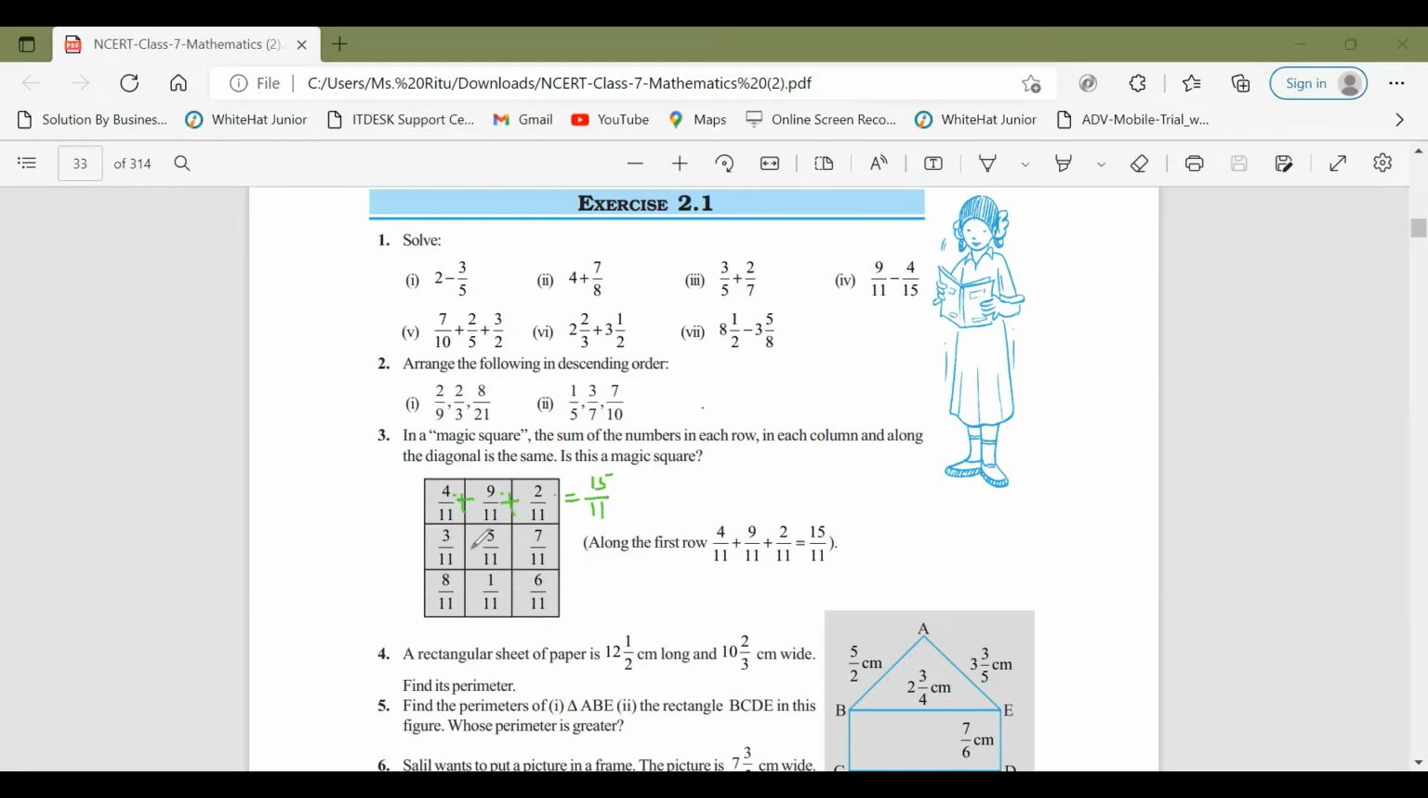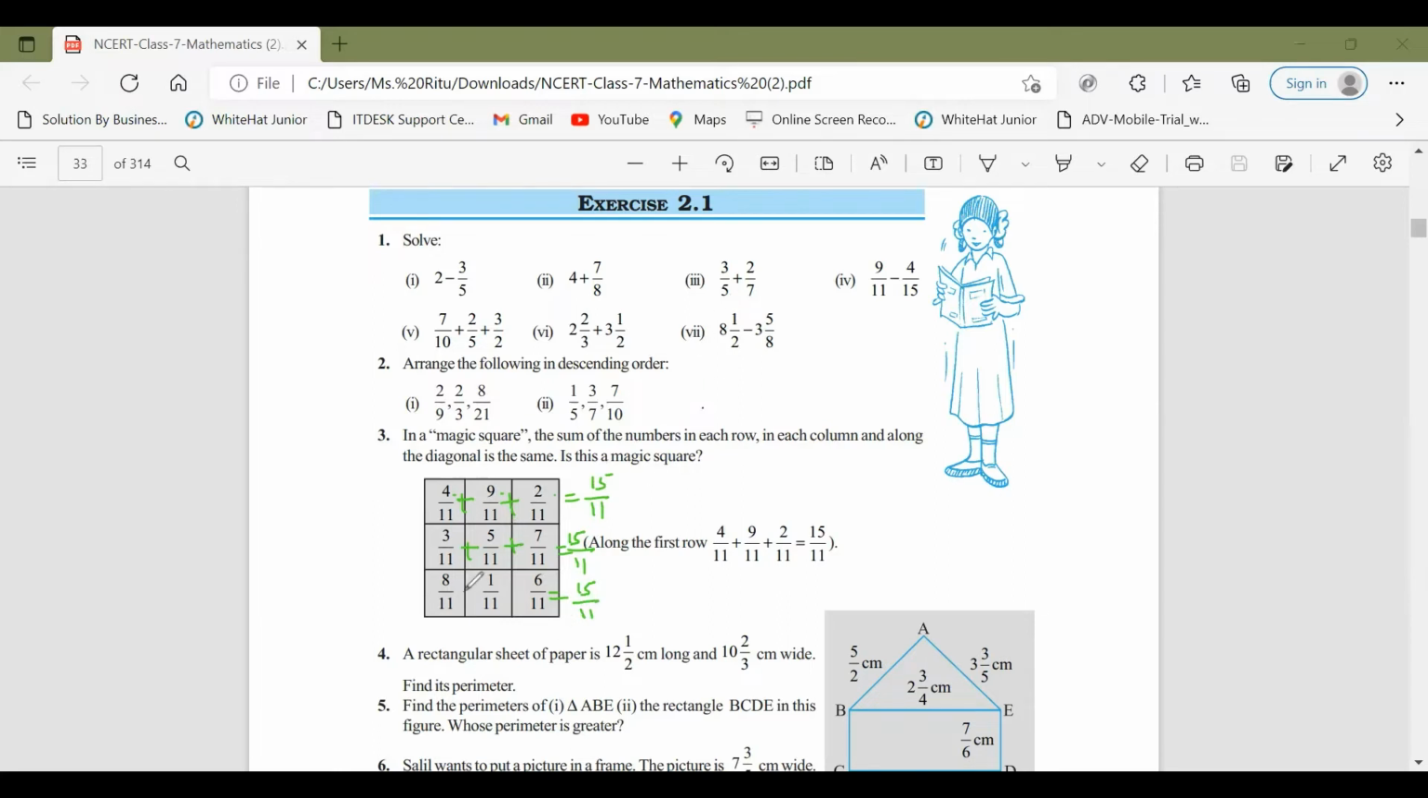Let's see the row 2. 3 upon 11 plus 5 upon 11 plus 7 upon 11. So 3 plus 5, 8. 8 plus 7, 15. 15 upon 11 again. The last row is 8 plus 1, 9 plus 6, 15 again. So rows ka sum to same aa raha hai.